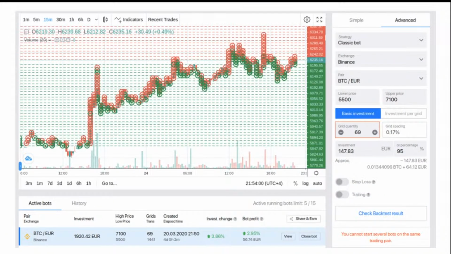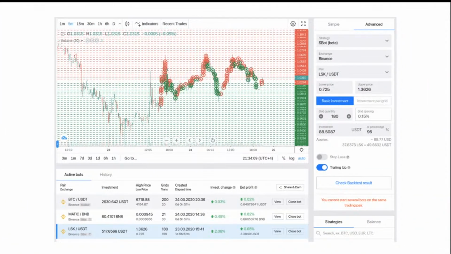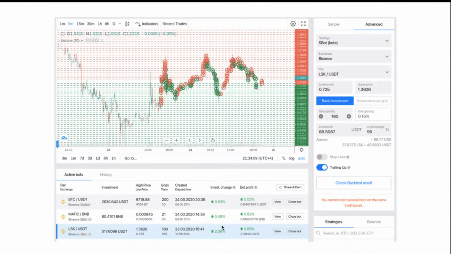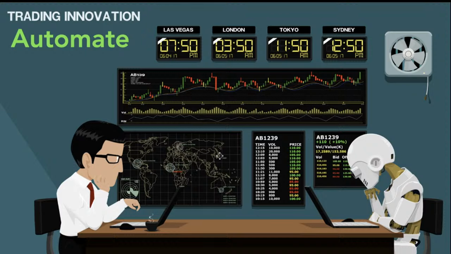Same here, Bitcoin trading to Euro. Same here, Lisk trading to USDT. All right, again, 0.65% is the added value to the investment change. So yes, at Bitsgap we are constantly looking for new ways to effectively use automated trading to maximize profits on the sideways and the upside momentum.